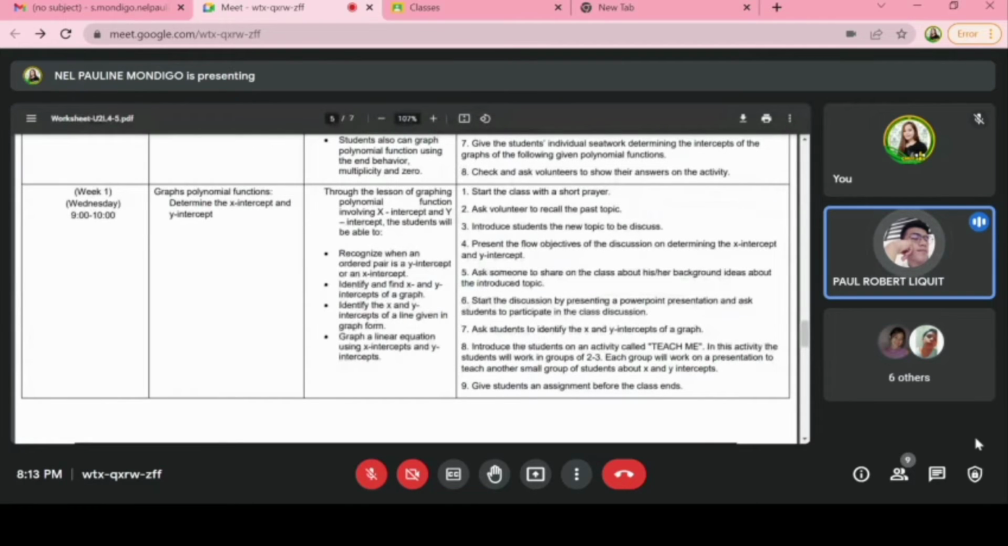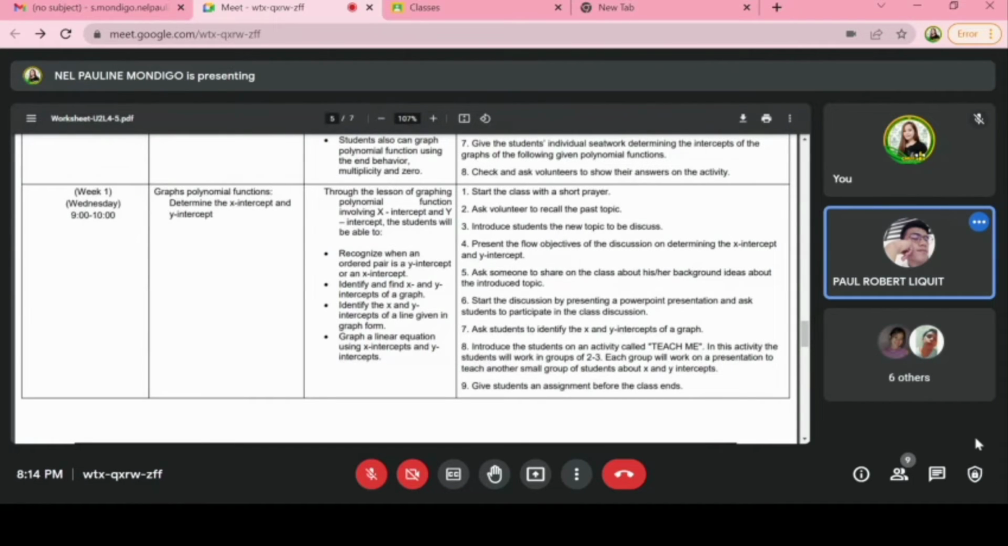Next, introduce to the students the new topic to be discussed. Next, present the flow of objectives of the discussion on determining the x-intercept and y-intercept. Next, ask someone to share with the class his or her background ideas about the introduced topic. Next, start the discussion by presenting a PowerPoint presentation and ask students to participate in the class discussion. Next, ask students to identify the x and y intercepts of the graph.